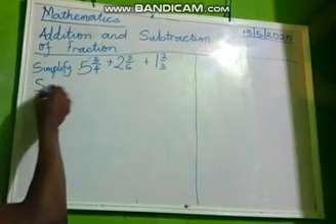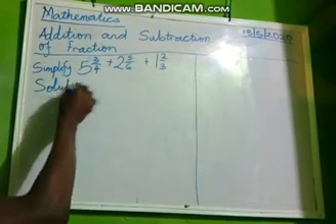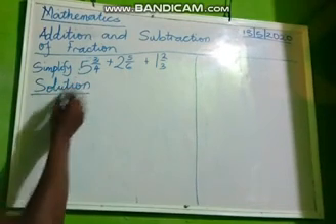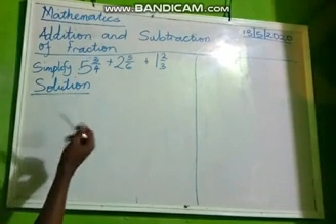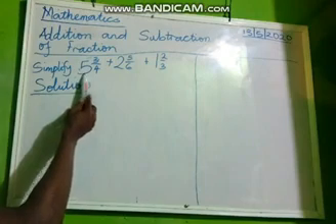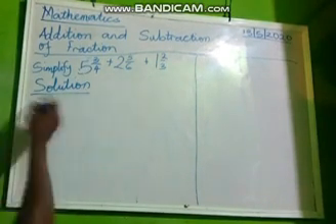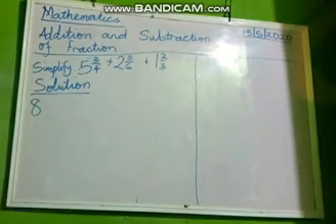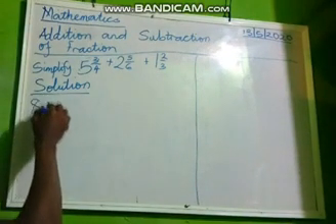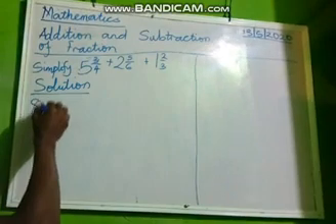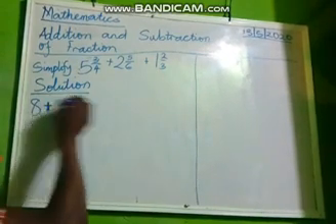So we write solution, and then our whole numbers. Now let's quickly add. 5 is a whole number, 2 is a whole number, 1 is a whole number. So 5 plus 2 plus 1, and that is 8 whole number. Now just do the plus sign this way and then draw a line.